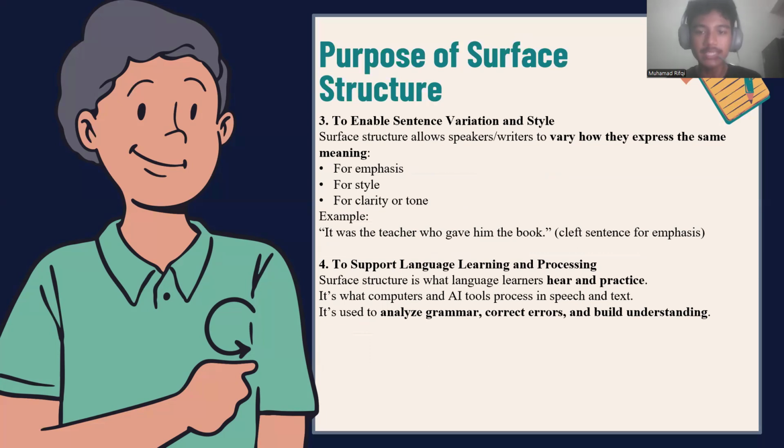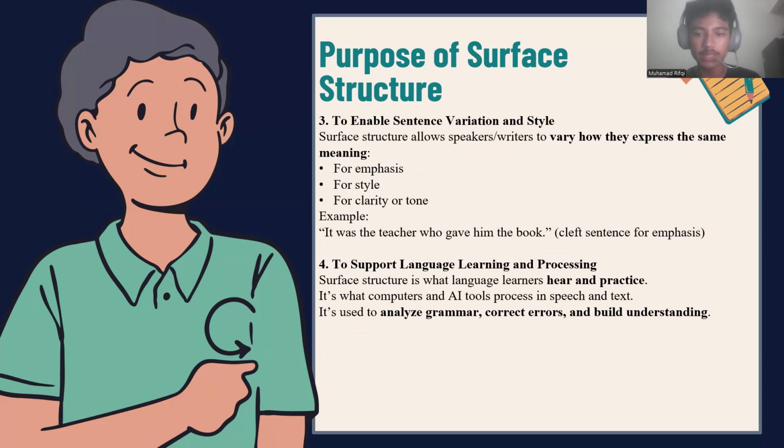Three: to enable sentence variation and style. Surface structure allows speakers and writers to vary how they express the meaning for emphasis, for style, for clarity or tone. Example: it was the teacher who gave him the book, a cleft sentence for emphasis.